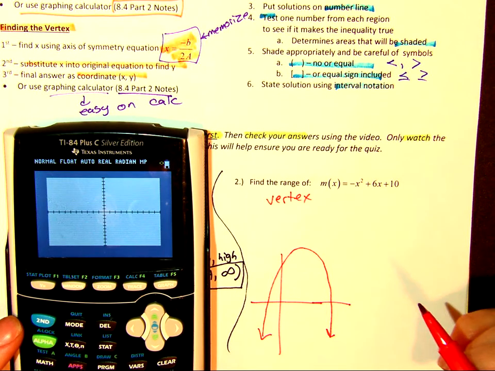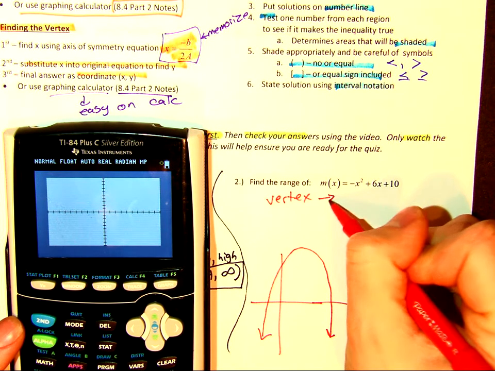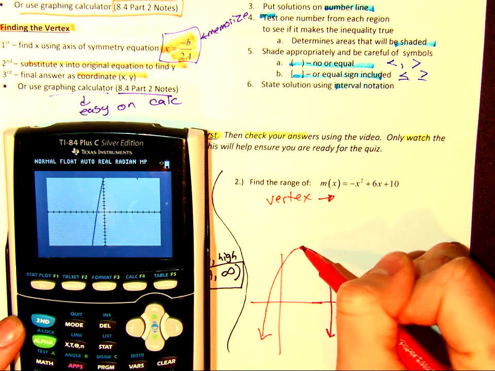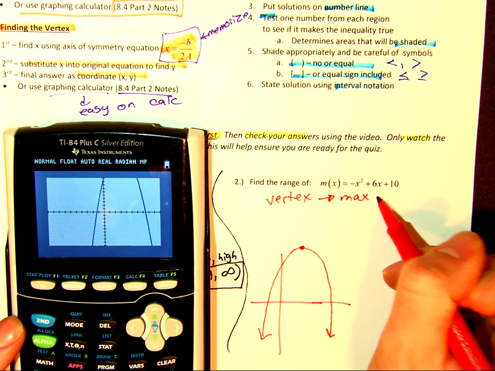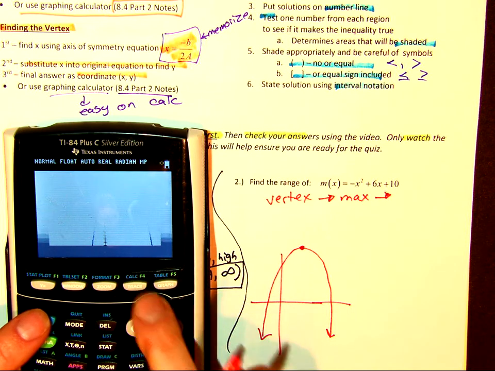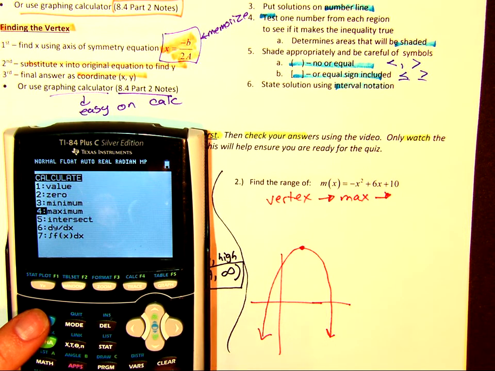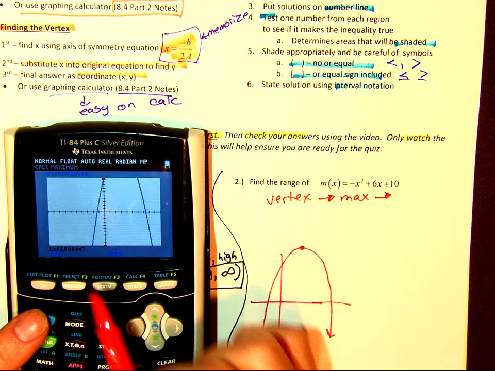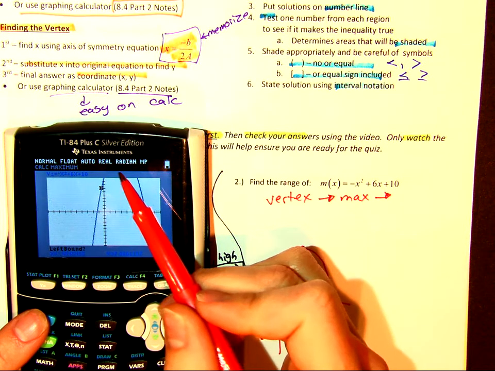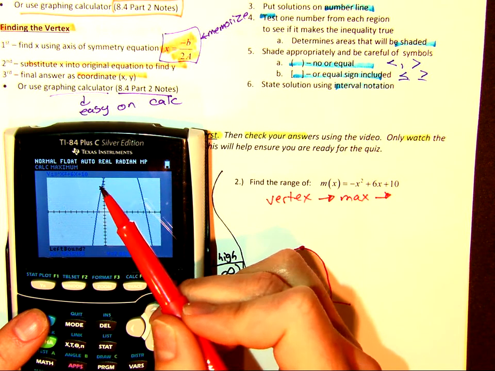Okay, so my vertex is up here, so that means it's the highest point on the graph, which means it's a maximum. So I'm going to need to calculate the maximum. I go to second calc, down to maximum. Now this is saying I need to be left of it. Well, right now I know that my vertex is somewhere up here, so I already know I'm to the left of it, so I can press enter.